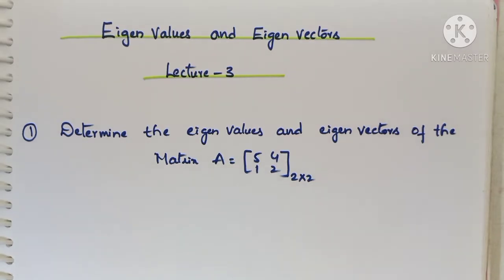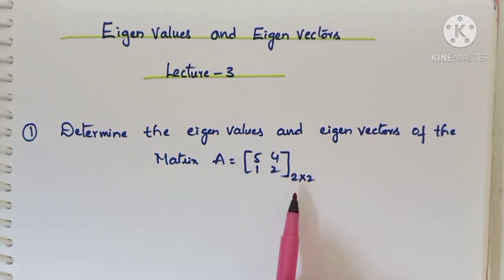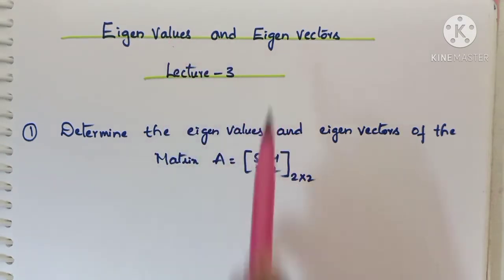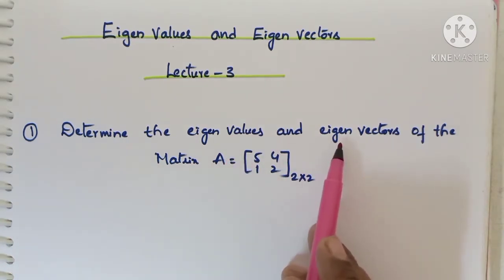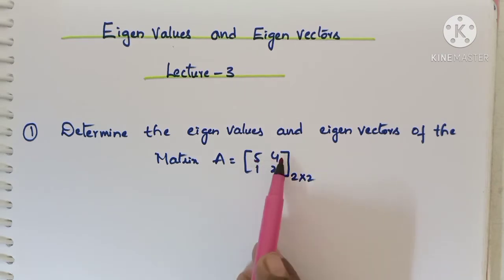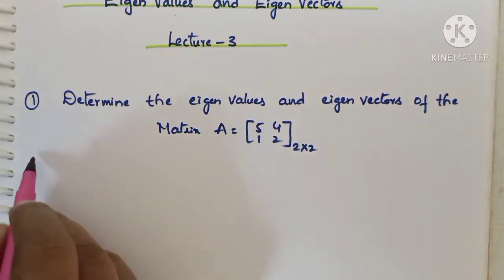Today we'll discuss how to find eigenvalues and eigenvectors of a 2 by 2 matrix in the chapter Eigenvalues and Eigenvectors. We'll see one problem. Determine the eigenvalues and eigenvectors of the 2 by 2 matrix A equal to [5, 4; 1, 2]. Now we'll see first how to find eigenvalues.